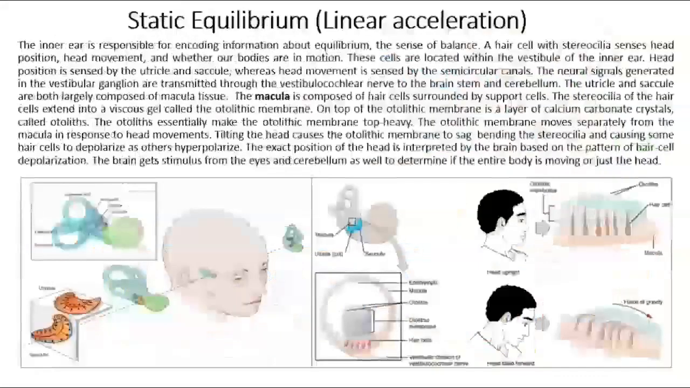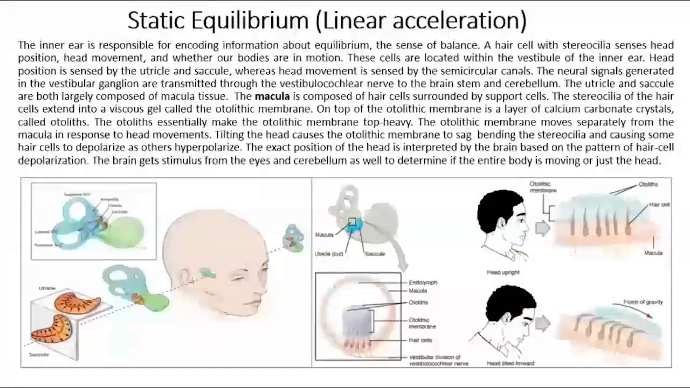Our next topic is equilibrium. There are two main types of equilibrium, static equilibrium and dynamic equilibrium. The macula is for static equilibrium. Semicircular canals are for dynamic equilibrium. In the vestibule, we're going to have structures called macula.